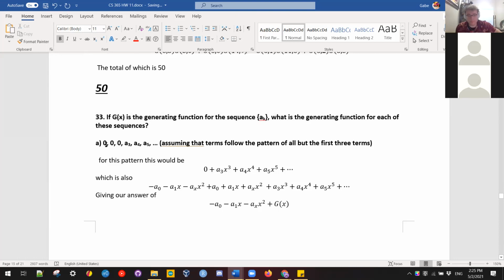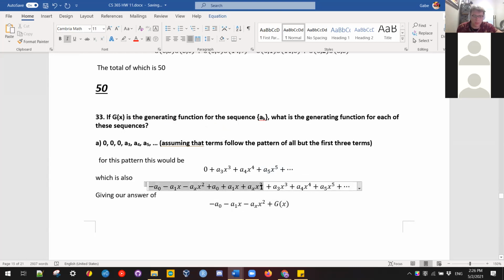Okay, so 0, 0, 0, A3, A4, A5. Assuming the terms follow the pattern of all but the first three terms. For this case, we're considering that this is A0, A1, A2, and those are already all gone, and then we're just continuing. So we're just considering that these are just 0. Really, you could think of it as 0 plus 0x plus 0x squared, but I don't want to type all that up. So it's just that.